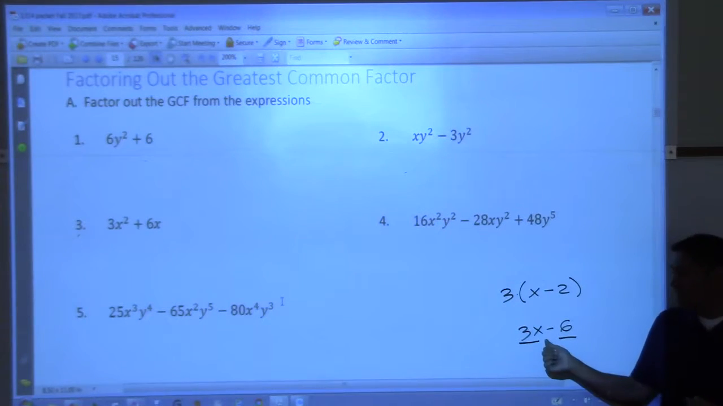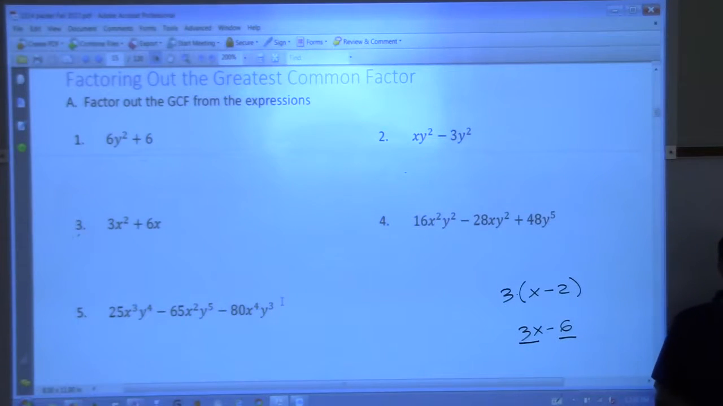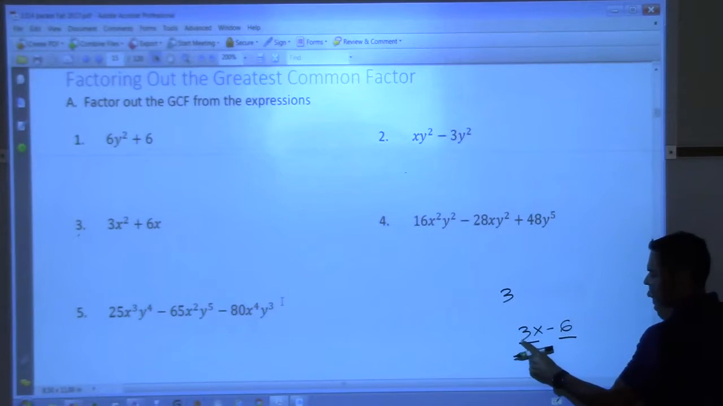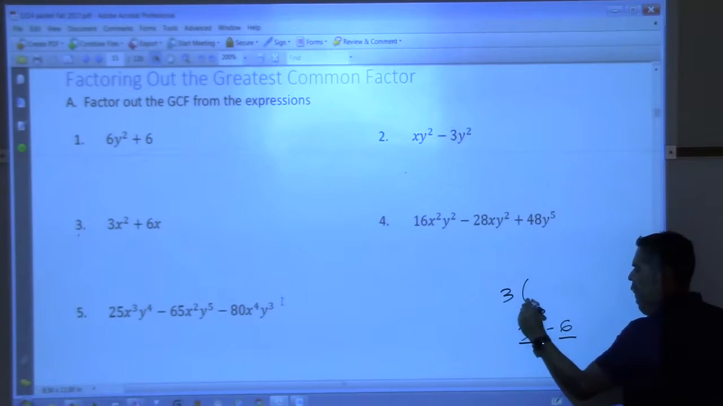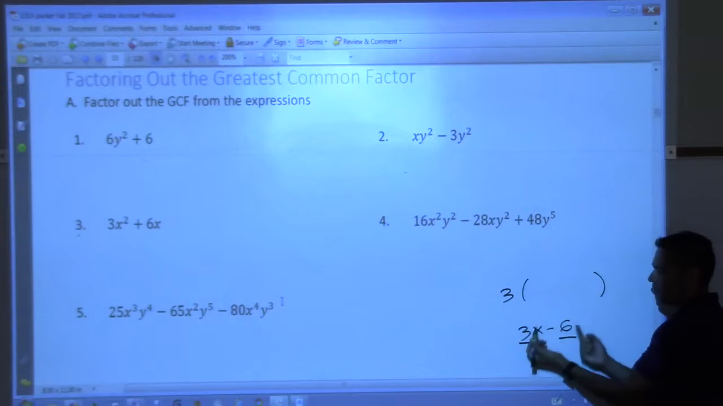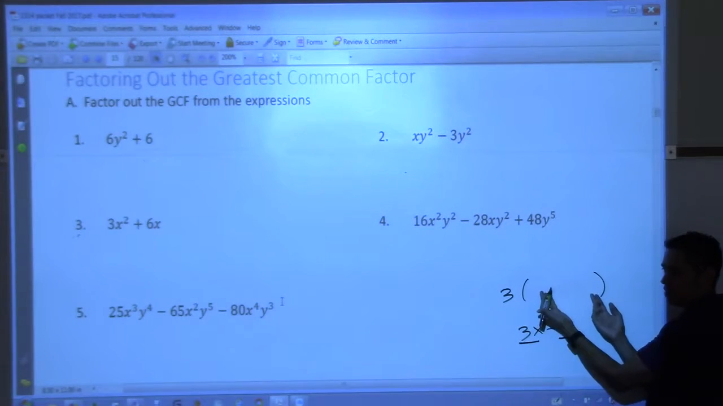And then I start looking at the variables. Here I have an x, here I don't have an x, right? So they have nothing in common in terms of the x. So the only thing that these terms have in common is a 3. So we would say, okay, we have a common factor of 3. I'd write 3 down, then I'd put a parentheses here, and I would leave myself enough room in this parentheses for 2 things. Because I started with 2 things, I leave myself space for 2 things.